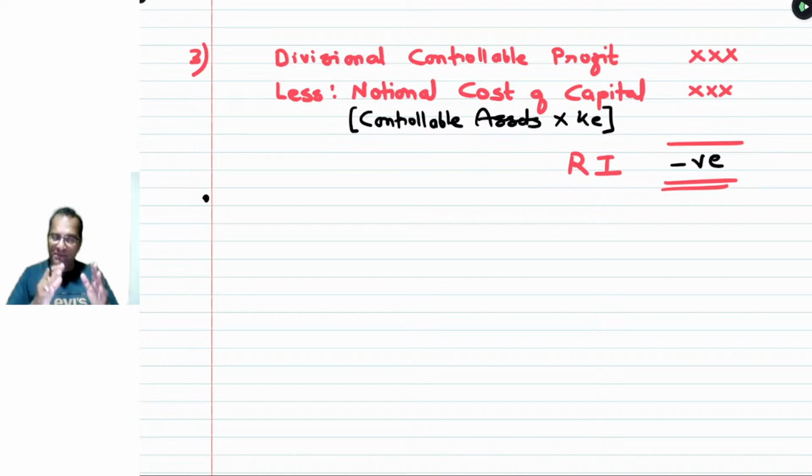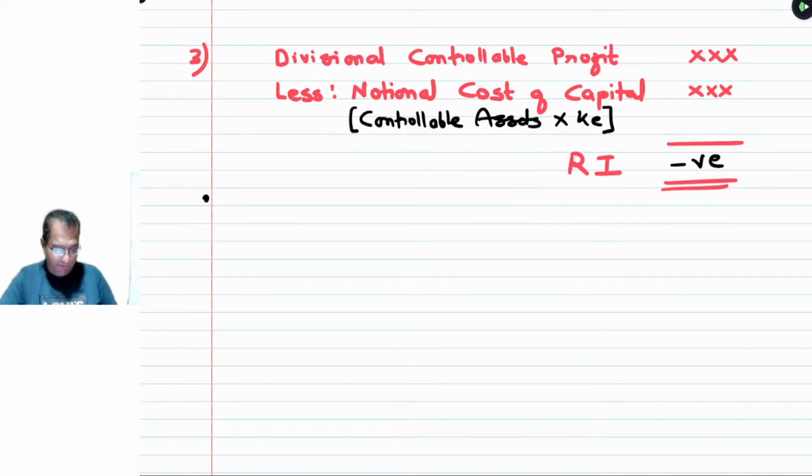तो ROI में भी आपने कंट्रोलेबल डिविजनल प्रॉफिट निकाला था, वहां पे भी आपने कंट्रोलेबल डिविजनल इन्वेस्टमेंट निकाला था. द कैलकुलेशन विल रिमेन सेम. जस्ट कट कॉपी पेस्ट करना है. व्हेनेवर यू रिक्वायर्ड कंट्रोलेबल डिविजनल प्रॉफिट फॉर RI, जस्ट कॉपी द डेटा फ्रॉम ROI. इट विल हैव द सेम नंबर्स. उसमें ₹1 का भी डिफरेंस नहीं आने वाला.